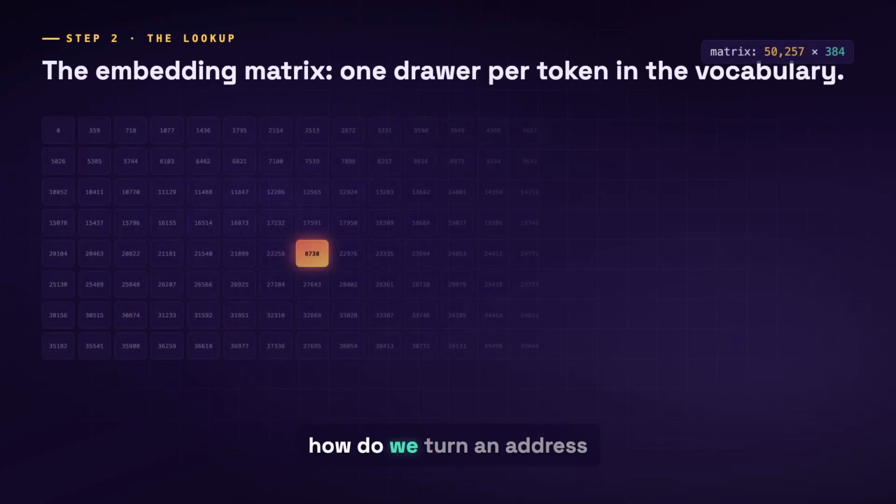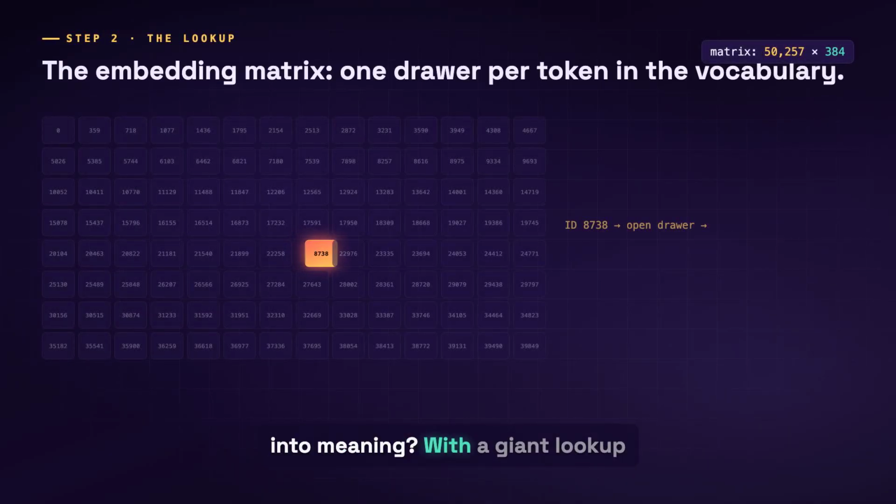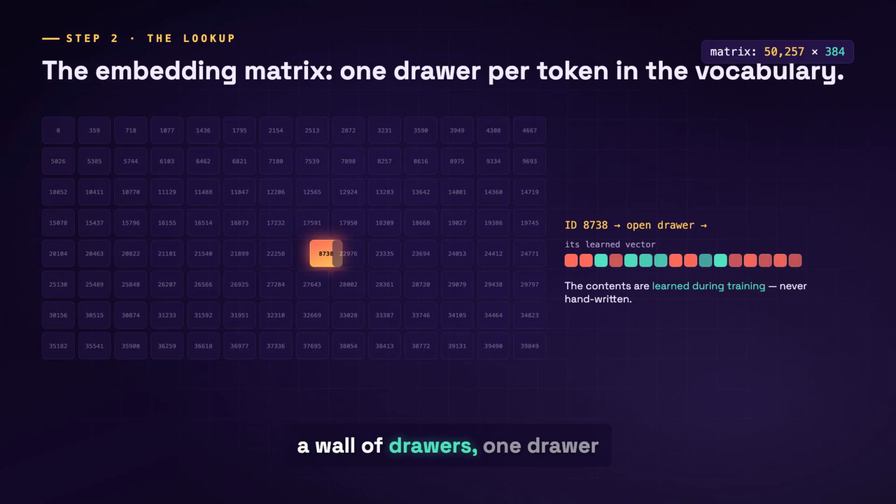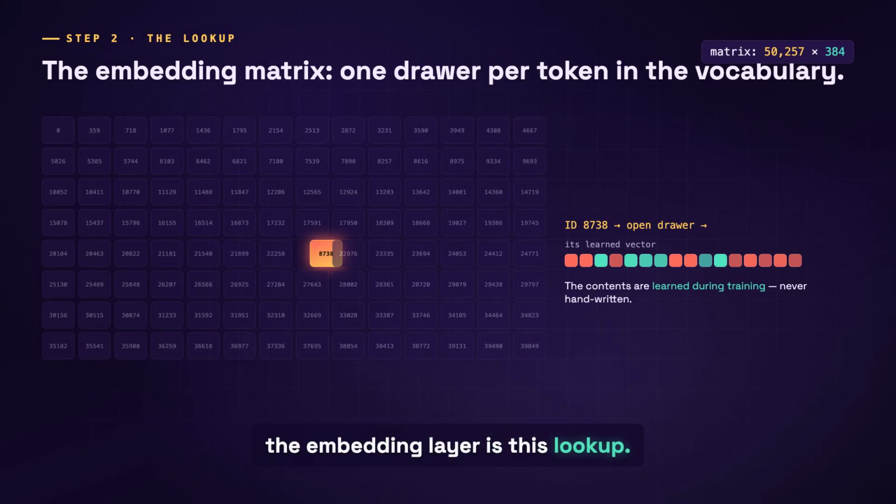So how do we turn an address into meaning? With a giant lookup table called the embedding matrix. Picture a wall of drawers, one drawer for every token in the vocabulary. A model might have 50,000 drawers. Each drawer holds not one number, but a whole list of numbers, its embedding vector. When a token ID arrives, the model simply opens that drawer and pulls out its vector. The entire job of the embedding layer is this lookup. And the contents of every drawer are learned during training, never handwritten.